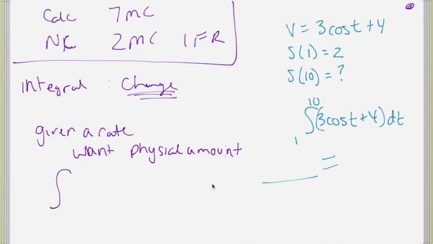What do I need to do to turn that into my answer? Add 2 to it. And that will be your final answer. We had a position of 2 at time 1. The integral tells us how far we went between time 1 and time 10. A change in position.